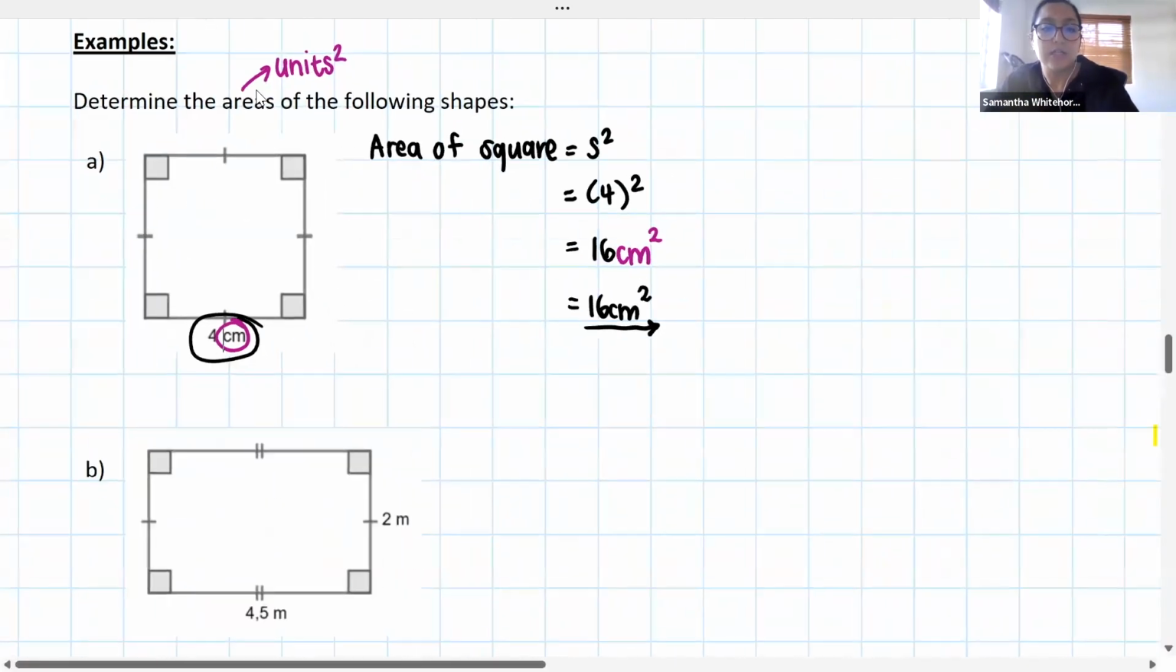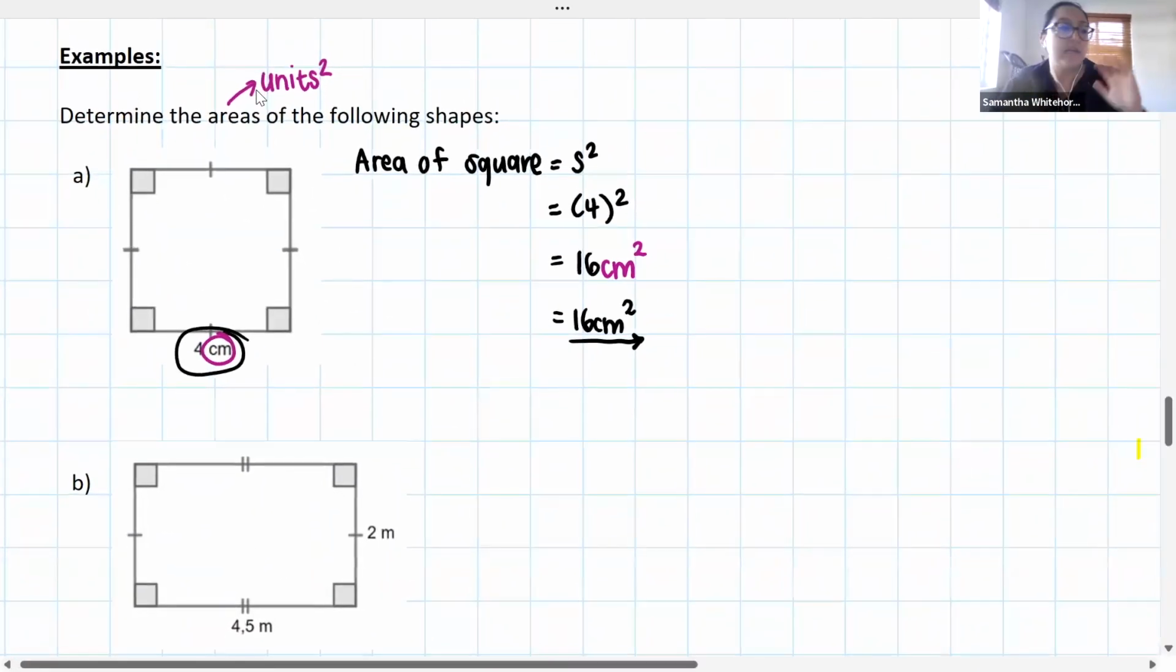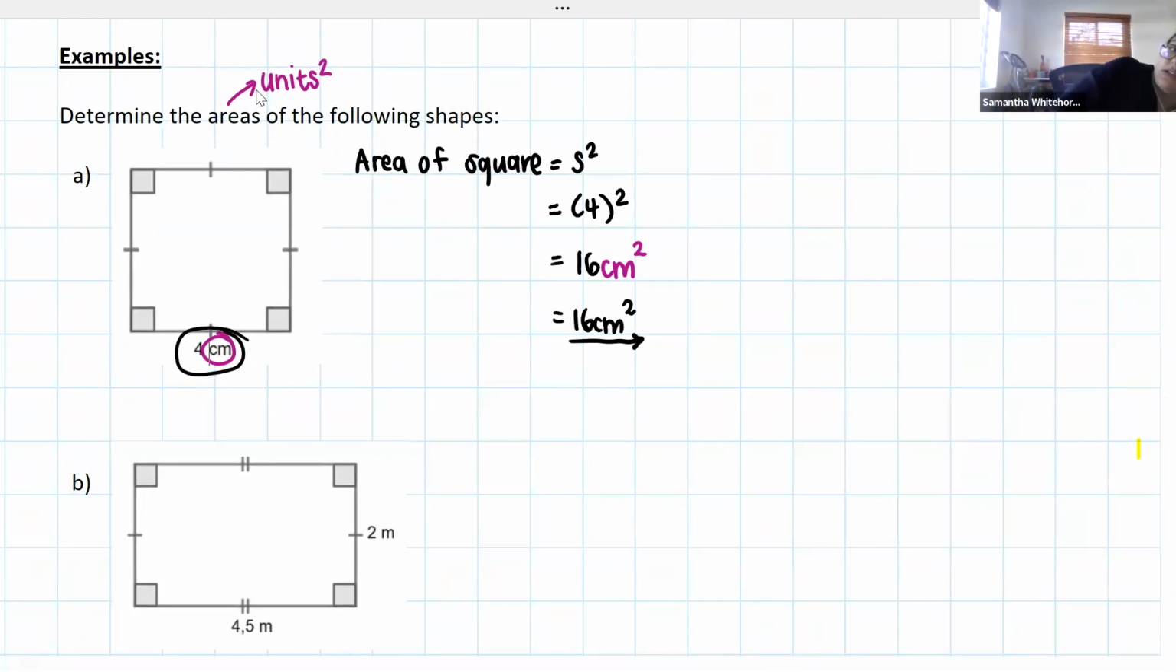Okay, so I want you guys to try question B for me. And if anyone has any questions, you can raise your hand and ask me now. Otherwise, let's try question B. Go to your formula if you need to and figure out what shape this is, and so what formula you would then need to use. Nice one. So remember, units squared. Whatever your units are, units squared.